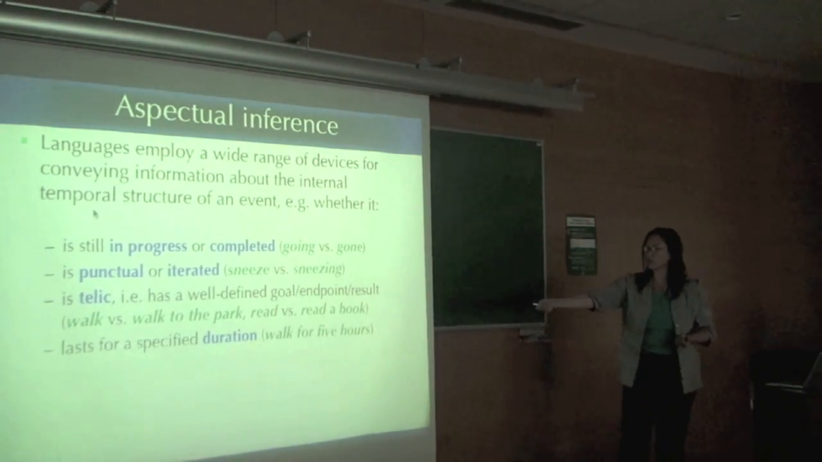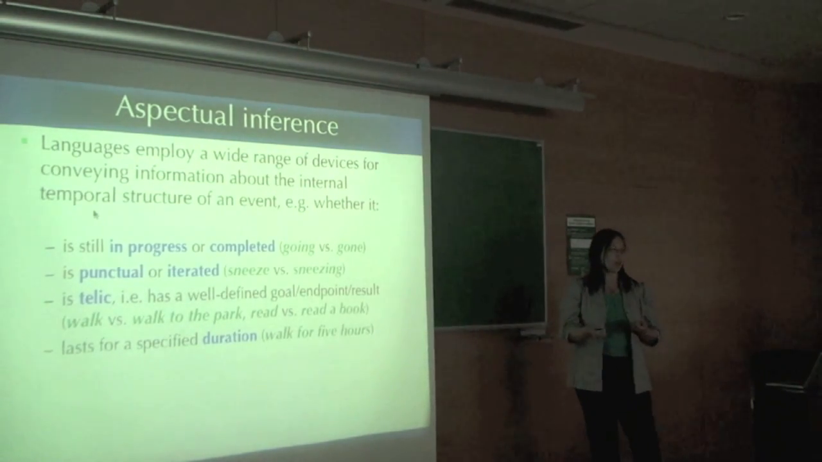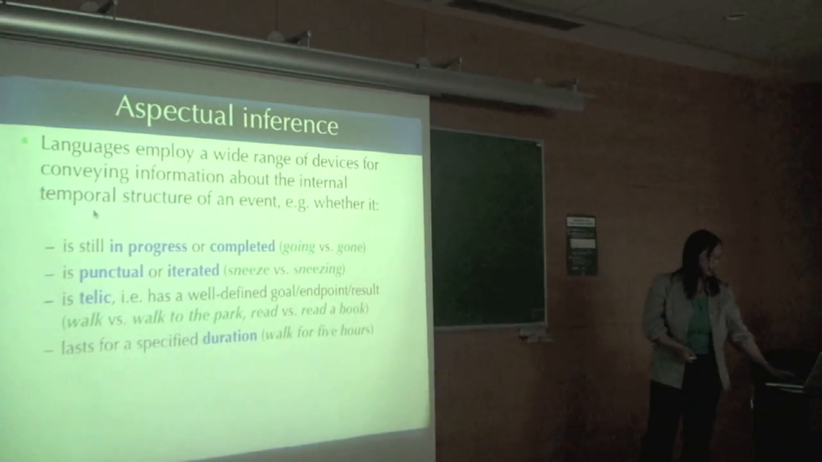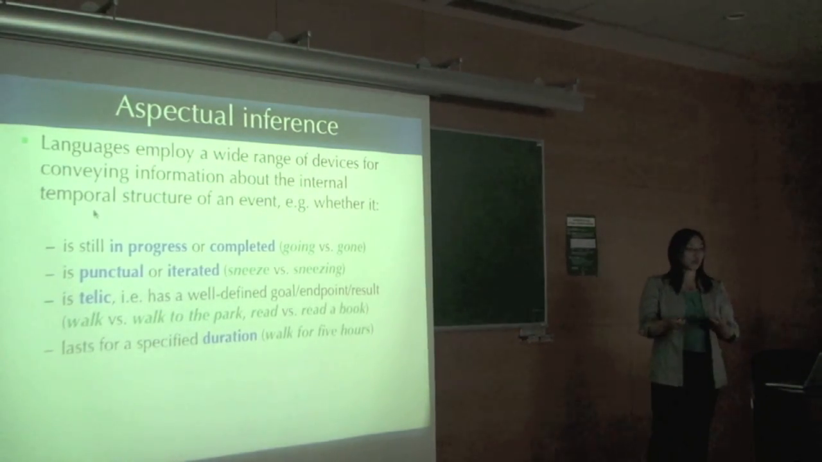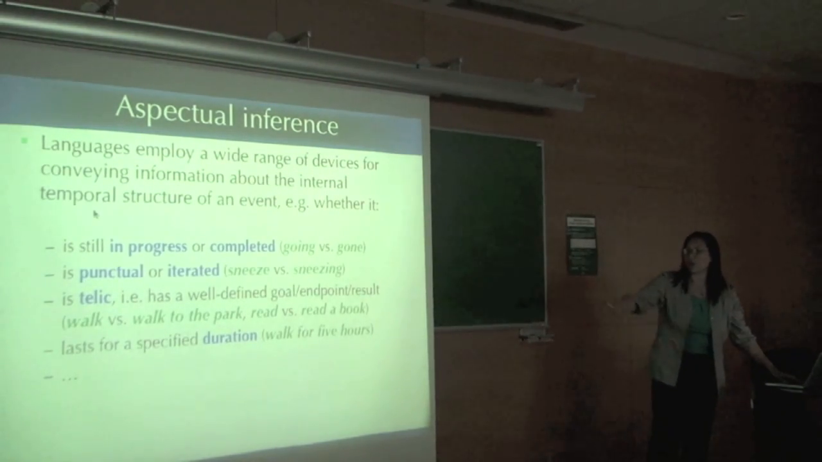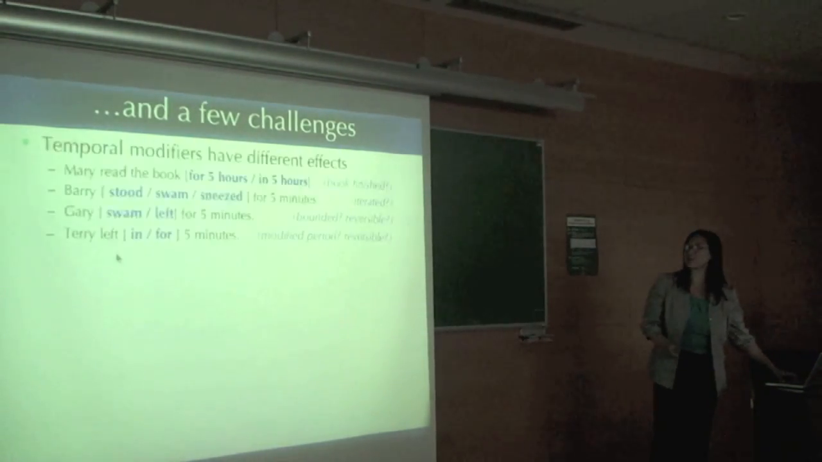And you might also say something about how long you were doing something. For walk for 5 hours is a different kind of boundary on it. Okay, so these are some of the kinds of things that aspectual constructions, aspectual markers can tell you. Okay, so, well, 3 dots there so you know there are many, many more. Okay. So this is not so straightforward as you may expect.